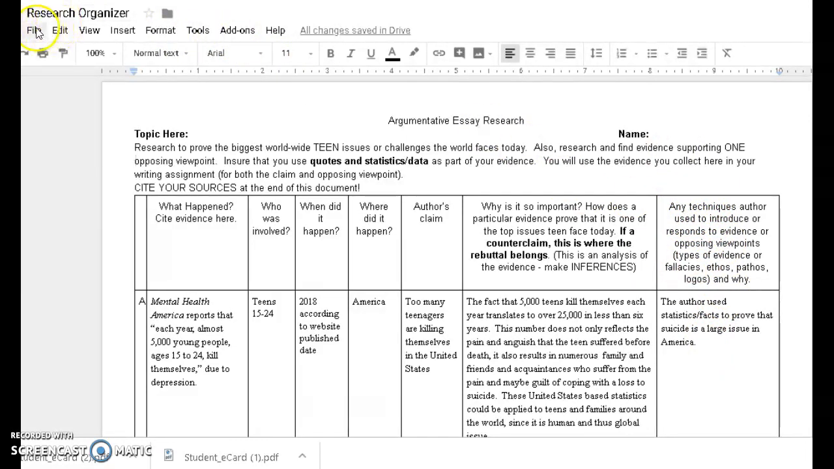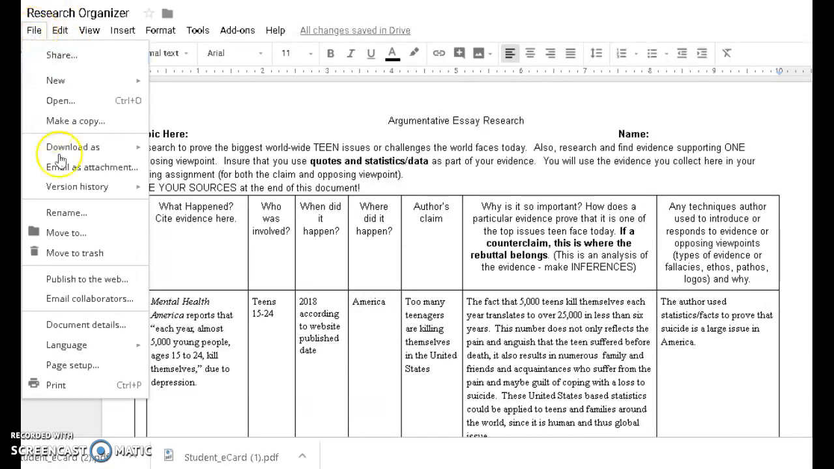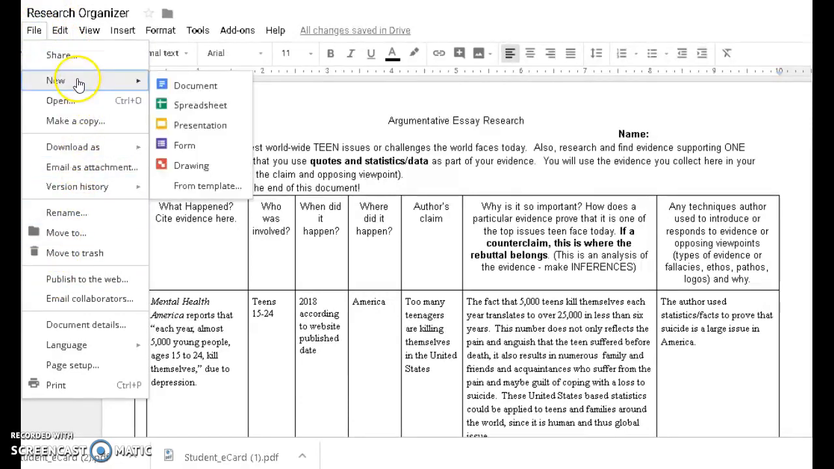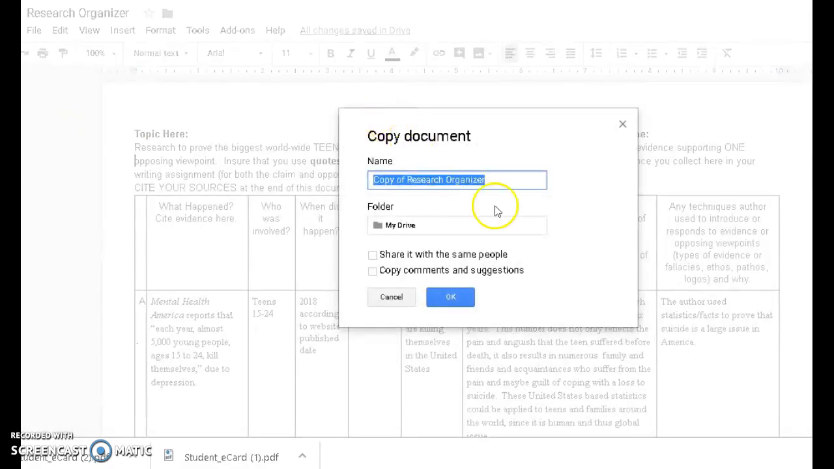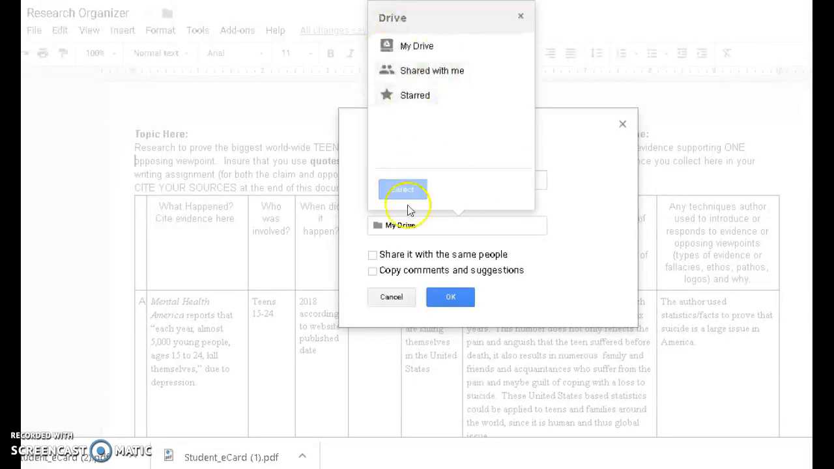How do you copy it? You go to File, Make a Copy, and then you can go ahead and change the title of it, and you can at this point also organize it into a folder and then press OK.